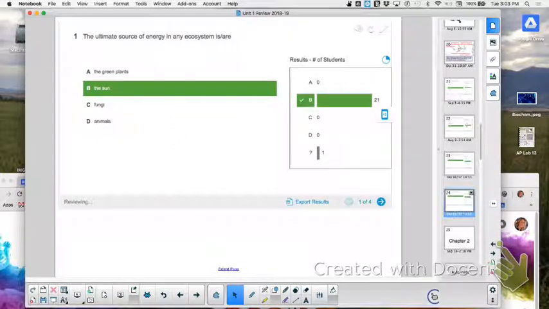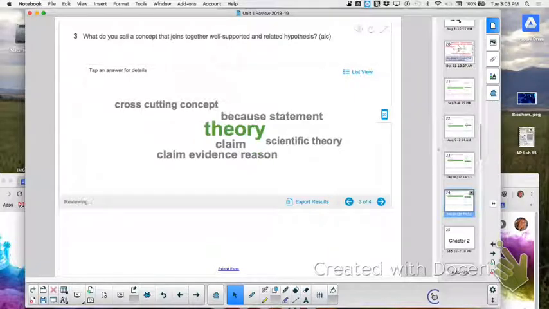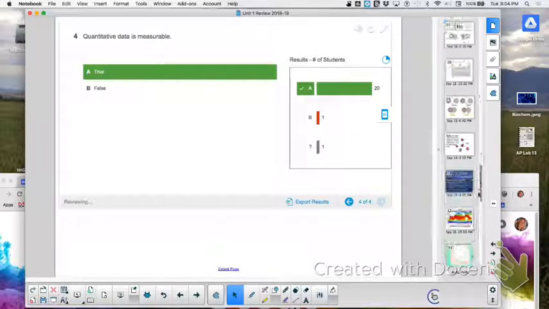All right, come back to me. Ultimate source of energy is the sun. What is the mechanism called? Natural selection. Good job. What do you call a concept that joins together well-supported and related hypotheses? A theory. Okay. Quantitative data is measurable. Good job. Thanks. All right.